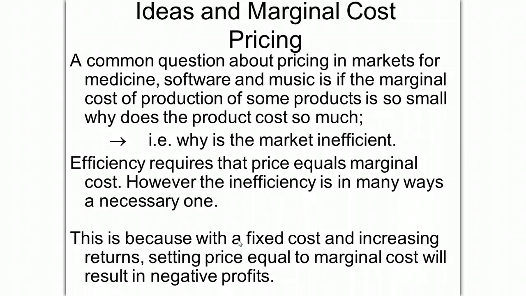Well, one issue is, of course, the costs. Because you must incur a huge fixed cost to get to one unit, after that then, you're spreading that fixed cost out over many more units. So a common question about pricing in markets for medicine, for pharmaceuticals, for software, which basically has a zero marginal product, and music, is if the marginal cost of production of some products is so small, why does the product cost so much?